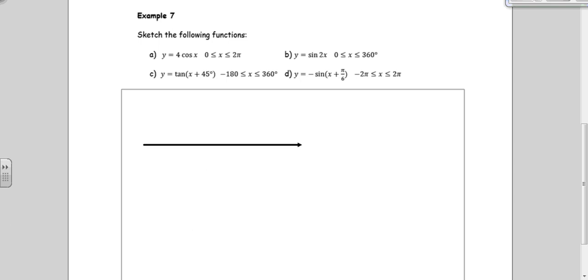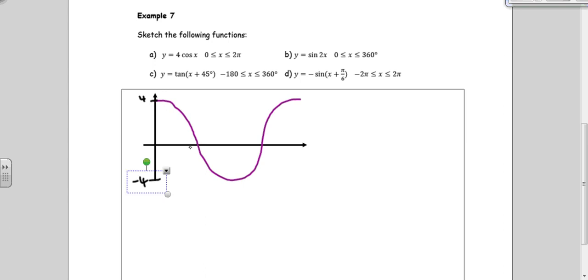So I've got my x-axis and I have my y-axis. And the shape of the curve doesn't change, so we still start at the top, come down and back up, but this time instead of going between 1 and -1, it's going to go between 4 and -4, but we're still going to cross our axes in the same place. So this will still be 90 degrees, this will be 180 degrees, this will be 270 degrees, and this will be 360 degrees. So that's part A.